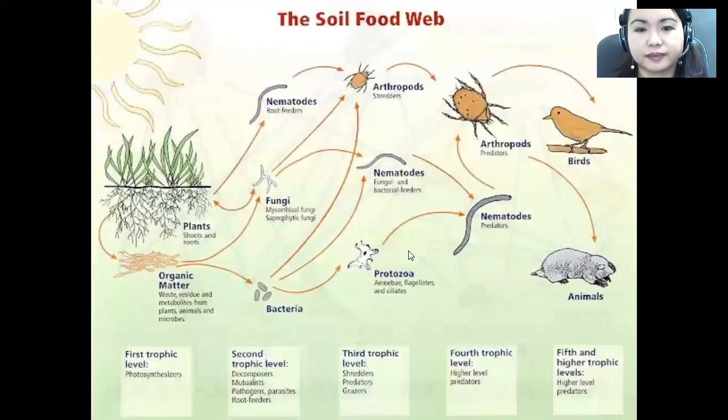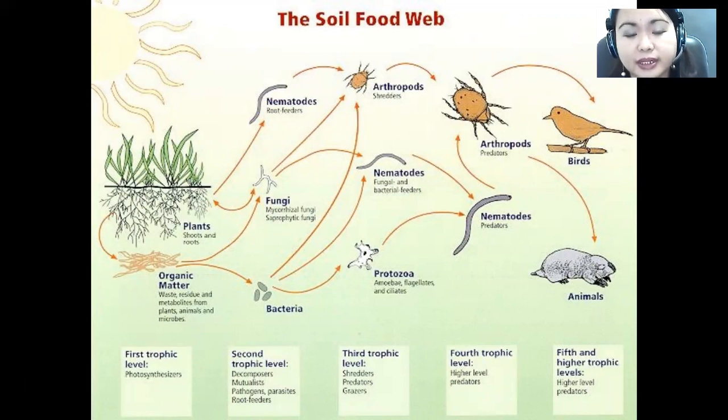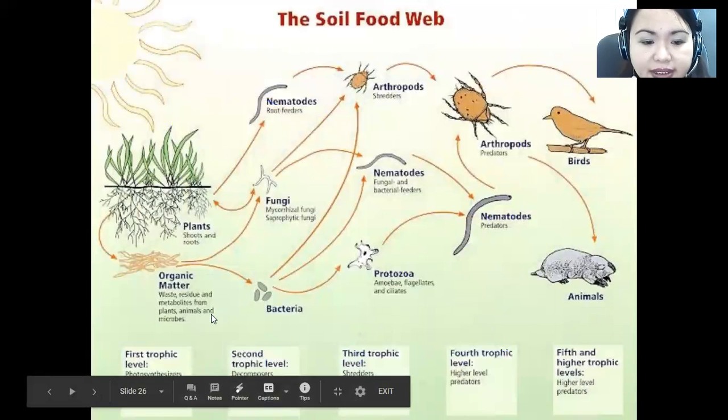So this is also what happens in the soil. You were shown in the previous slides how it is in the grassland biome, in the pond biome, and the ocean. Now in the soil, what happens is this one.